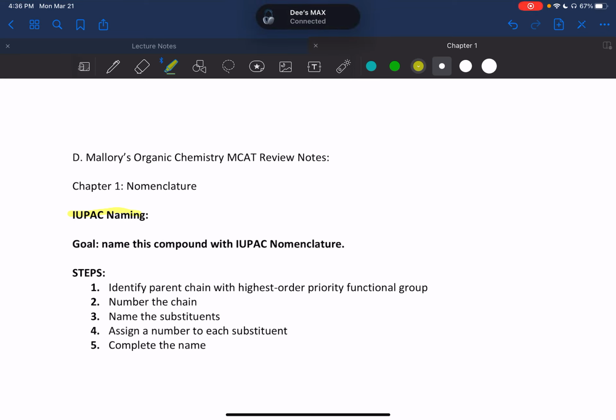Alrighty, welcome to the first video in the MCAT Organic Chemistry Review. We're going to start with Chapter 1. If you have the Kaplan books, we're starting with Chapter 1 Nomenclature. So we're going to start off with IUPAC naming. The goal of this is we want to identify a parent chain, describe how numbers are integrated into chemical nomenclature, and then apply nomenclature steps.